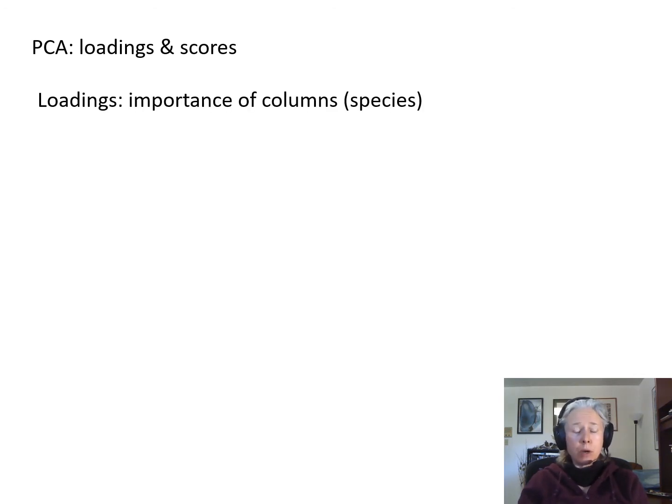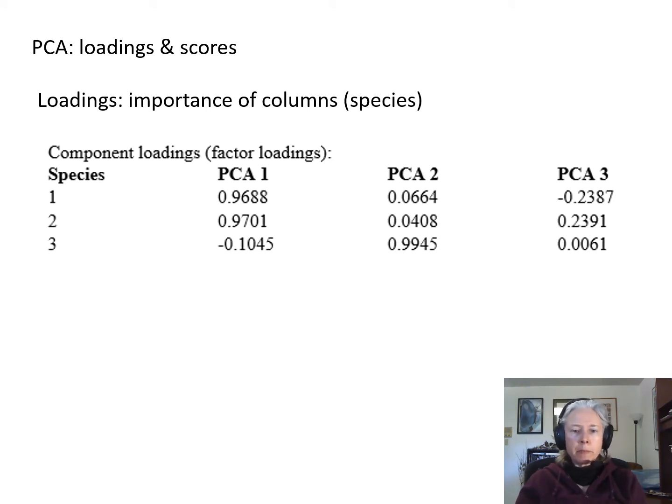Loadings are sometimes called component loadings or factor loadings or weights, and they tally the importance of your column variables, your species. So here's an example. In this particular example, this one indicates that the value of a sample along the first axis of the PCA, PC1, is 0.9688 times the standardized abundance of species 1 plus 0.9701 times the standardized abundance of species 2 minus 0.1045 times the standardized abundance of species 3.